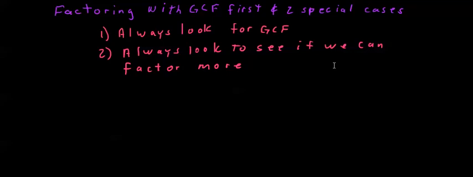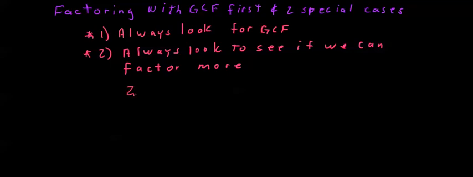Hello, this video presentation is about factoring with greatest common factor first and two special cases that will make your life a lot easier. Number one, always look for the greatest common factor. Every single time you factor, 100% of the time, look to see if there's a common factor. Then, 100% of the time, always look to see if you can factor more. So let's look at a simple case.